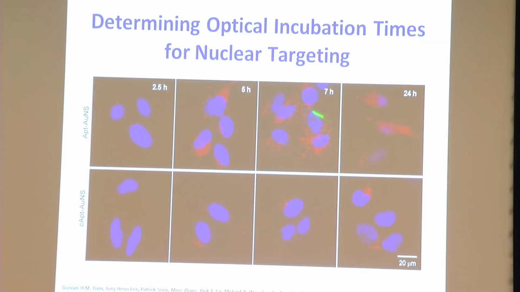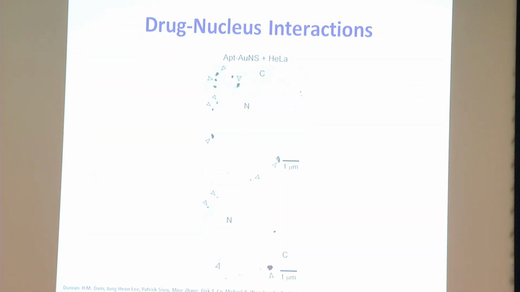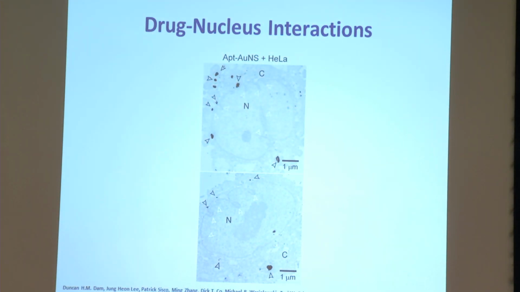We feel like 7 hours should be enough for a large population of the nanoparticles to end up at the nucleus. But of course, confocal microscopy can't really tell you any nanoscale information. It's just a two-dimensional slice of what's happening. So in order for us to verify this, we need to use transmission electron microscopy.